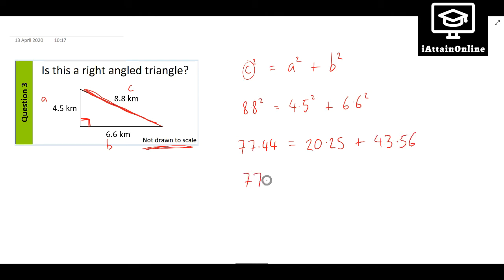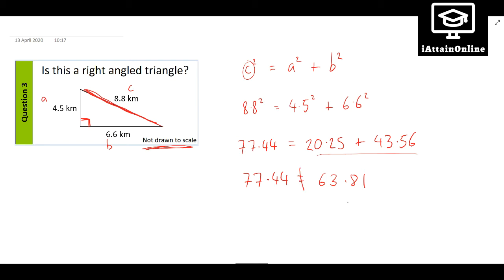So now I'm just going to see if this works. 8.8 squared was 77.44. I'm just going to add these two on the right hand side now. So 20.25 add 43.56. That gives me 63.81. So you can see that 77.44 actually does not equal 63.81.